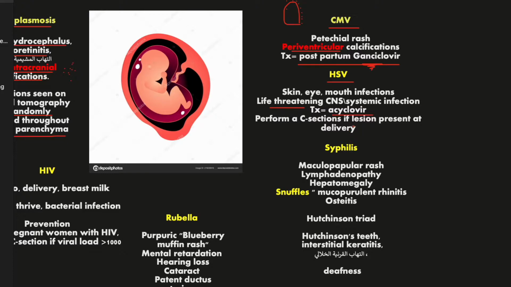If we find a visible lesion on the vagina during delivery, we will stop the normal vaginal delivery and perform a C-section. If there are visible vesicles of herpes simplex virus on the vagina, we should never do a normal vaginal delivery. We will stop the vaginal delivery and do a C-section. This is very important information with the herpes simplex virus.